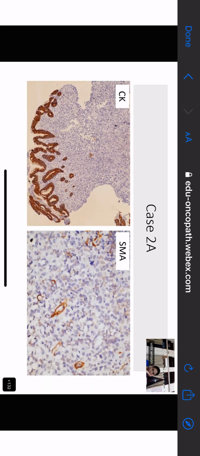Now tell me about smooth muscle actin. It is positive in the tumor cells. Smooth muscle actin is positive in the tumor cells. Would you like to show me where it is positive? Just ask for annotation.